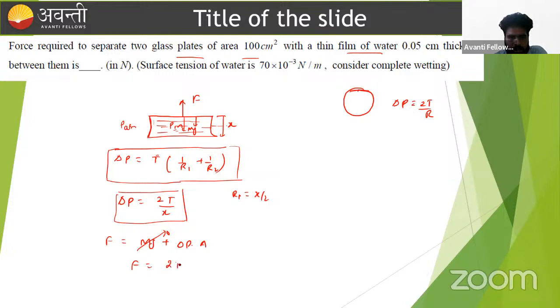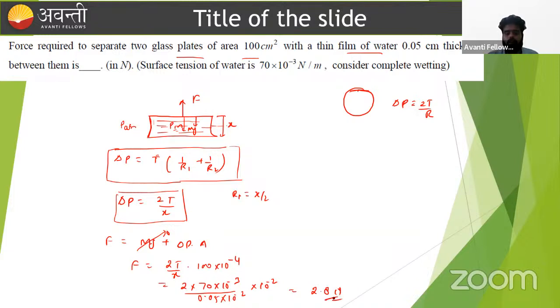What is the excess pressure? 2T upon x. What is the area given here, beta? The area is 100 centimeter square, so 100 into 10 raised to power minus 4. Put in the values, beta. What is the surface tension? 70 into 10 raised to power minus 3. The value of x we can put here, beta, is 0.05 centimeter. We have to convert it into meters, and this value is equal to 10 raised to power minus 2. If we solve this, we will get the answer. And what is the correct answer in this case, beta? If we solve this, we get the correct answer, nothing but 2.8 Newton.